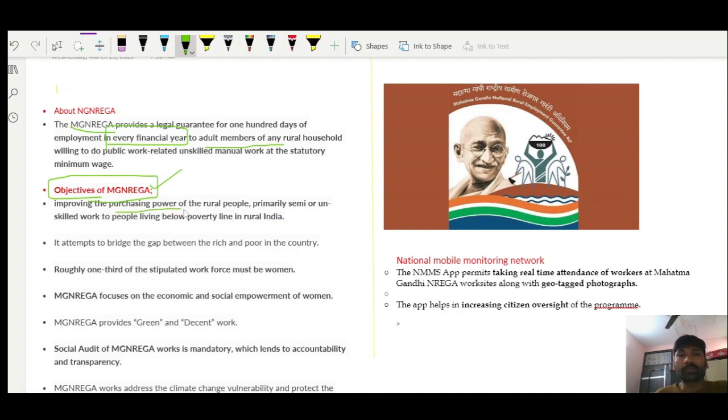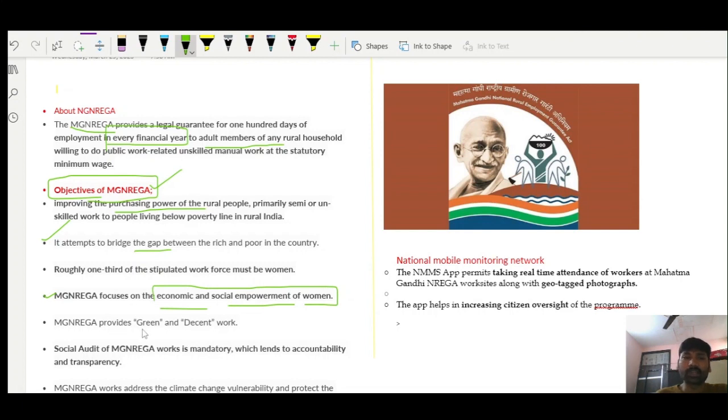So it improves the purchasing power of rural people, primarily semi-skilled people who are living below the poverty line in rural India. So it attempts to bridge the gap between rich and poor in the country. Roughly one third of the stipulated work must be done by women. Okay, so this provision makes women more financially independent, and that leads to women's empowerment as well. So yes, MGNREGA focuses on the economic and social empowerment of women because once they are economically independent, their decision-making power will also increase.